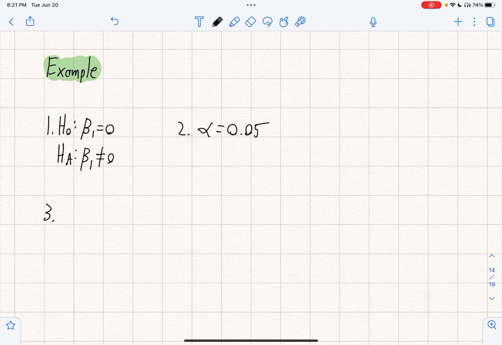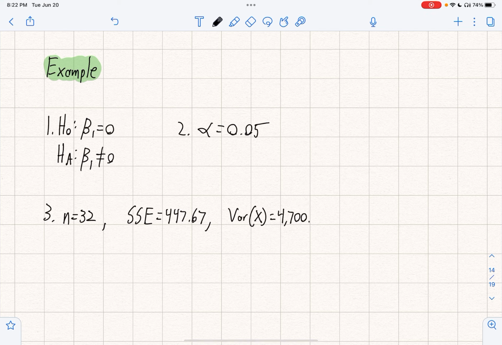Step 3. So here we have 32 observations. Our sum of squares error, so I'm just copying this down from above. If you remember, we had 447.67 for error. Our variance of x, or our variance of horsepower, that would be 4,700. And our beta coefficient, or B1, is equal to negative 0.0682.